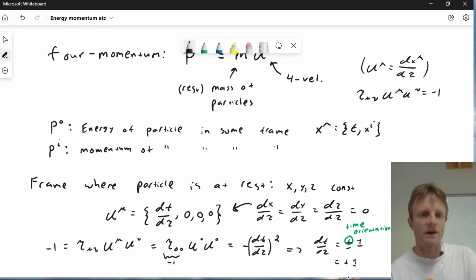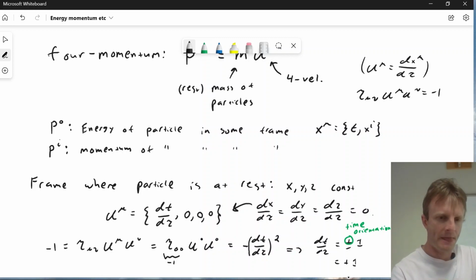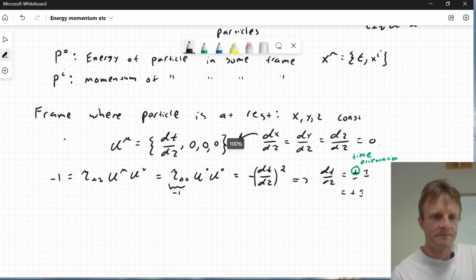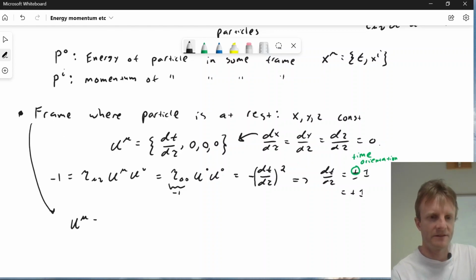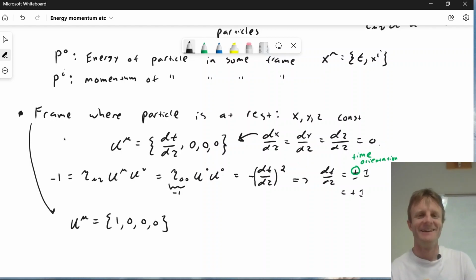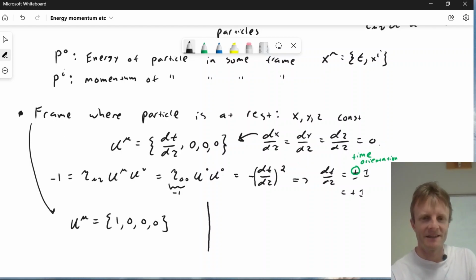So that was a long-winded way of deriving that in this frame, the four-velocity takes the following form: (1, 0, 0, 0). Okay, so that's our straight line, and our tangent vector u^μ is now normalized, points up.